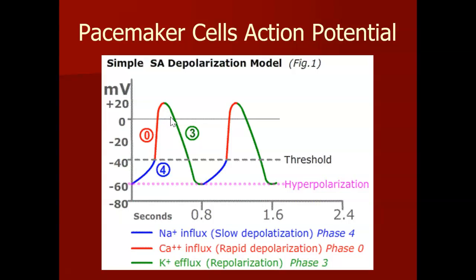Then potassium is going to start to leave the cell, so potassium will start to get pumped back out of the cell and get back down to where the general resting potential is, even though it varies in a pacemaker cell. So you can see that pattern for a pacemaker cell, very similar to a neuron. This process is very, very similar.